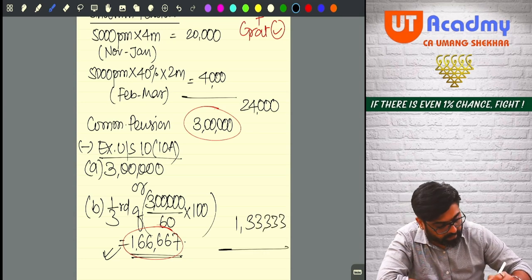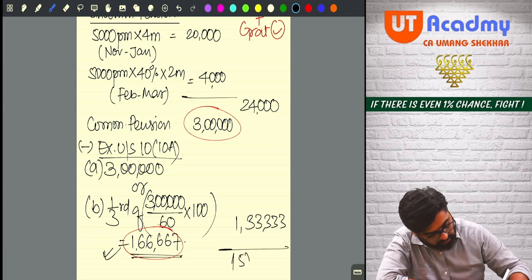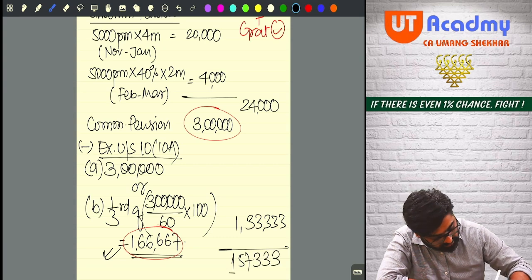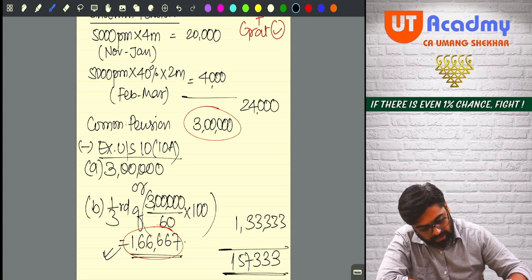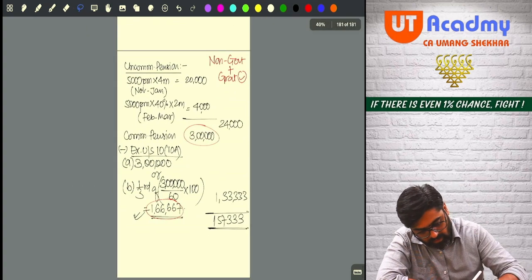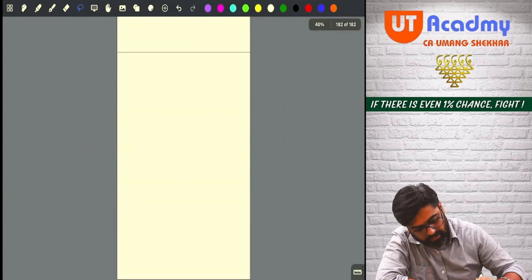333 plus 24,000 will give me 1,57,333. This is the taxable pension for him. Yes or no? Now the same thing I will copy. Copy, and on the next page I will paste.